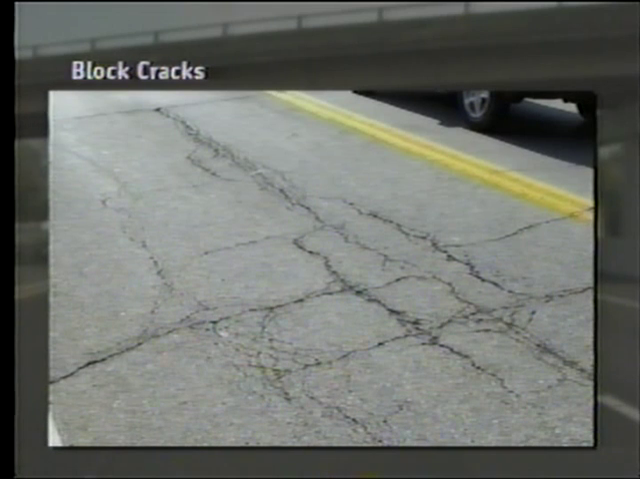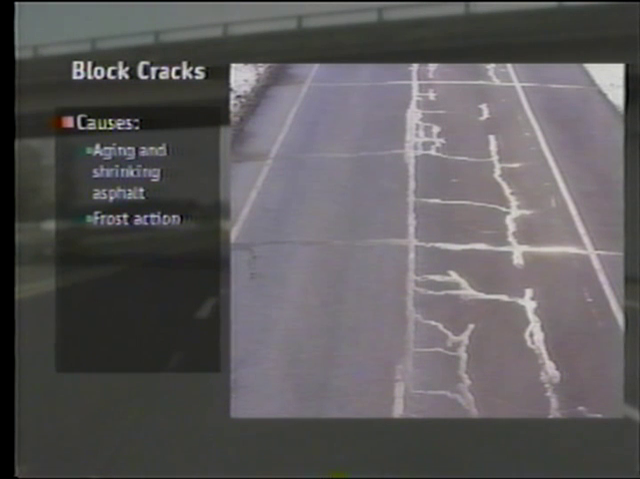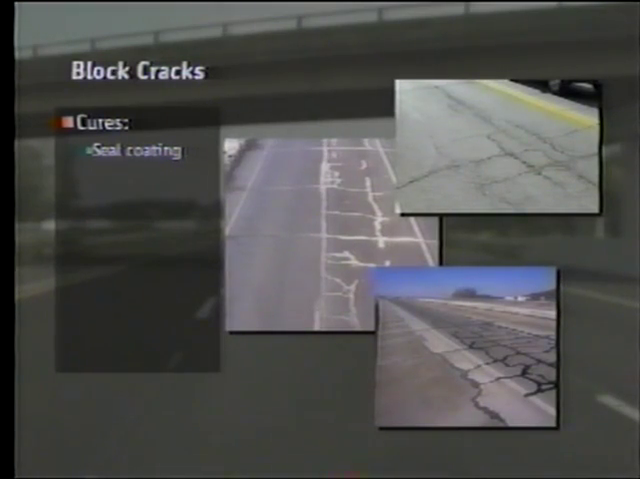Block cracks are interconnected cracks, intersecting at nearly right angles, forming blocks, which often break loose. These are usually initiated by aging and shrinking of the asphalt and made worse by frost action and heavy traffic. To slow deterioration in early stages, seal coating works. In advanced cases, overlays or reconstruction is necessary.